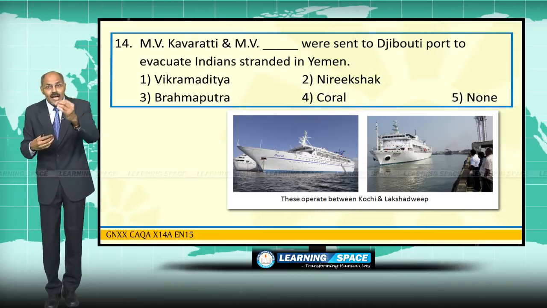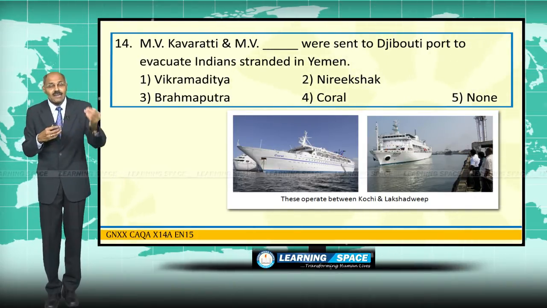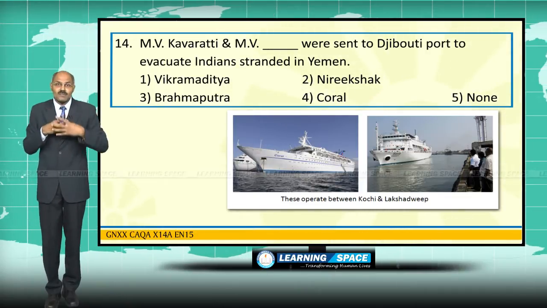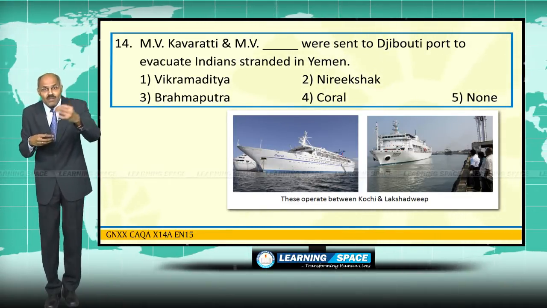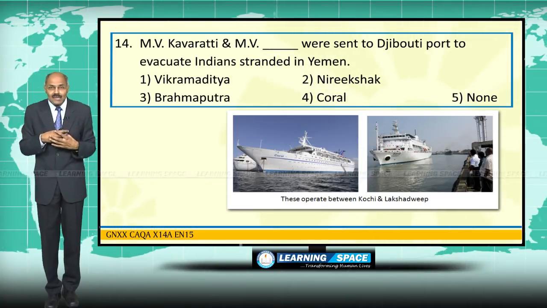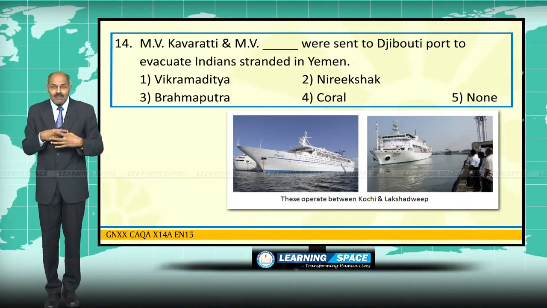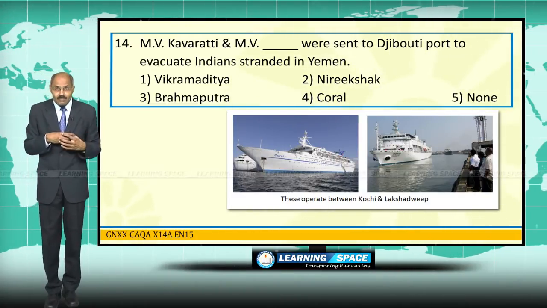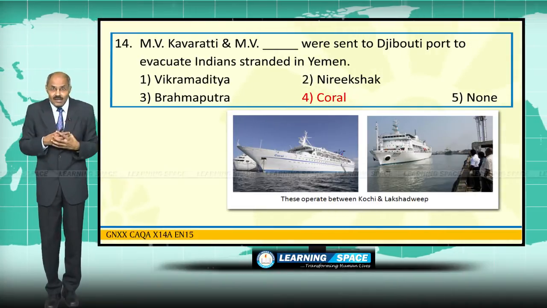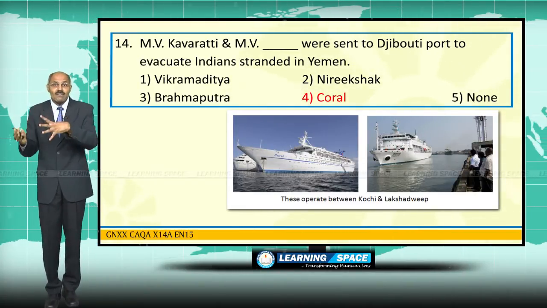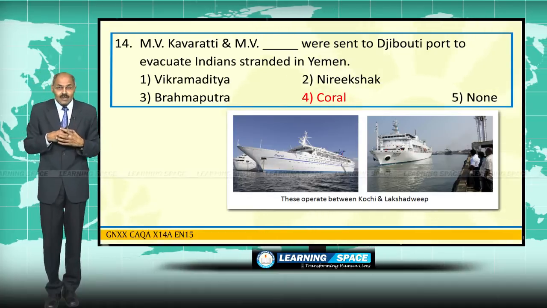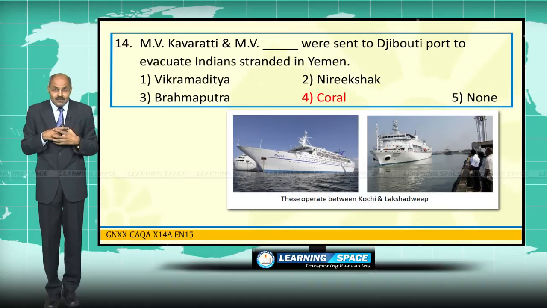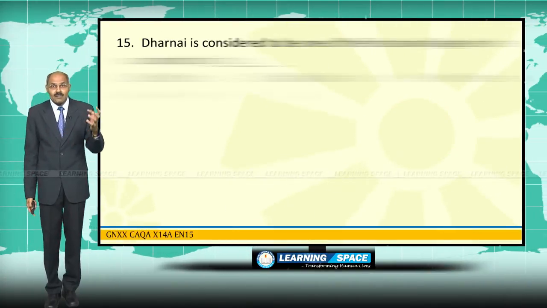Like that, India evacuated Indians stranded in Yemen, and for that purpose, two passenger carrying ships, MV Kavaratti and MV Coral, which used to travel between Kochi and Kavaratti, were used. Kochi and Kavaratti, these used to travel. The Government of India sent these two motor vessels to ferry passengers from strife-torn Yemen. Right, friends, look at the next one.